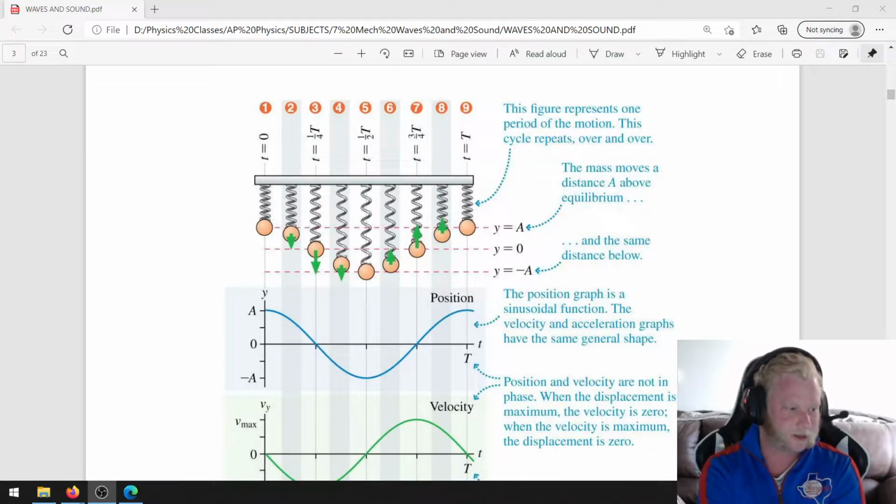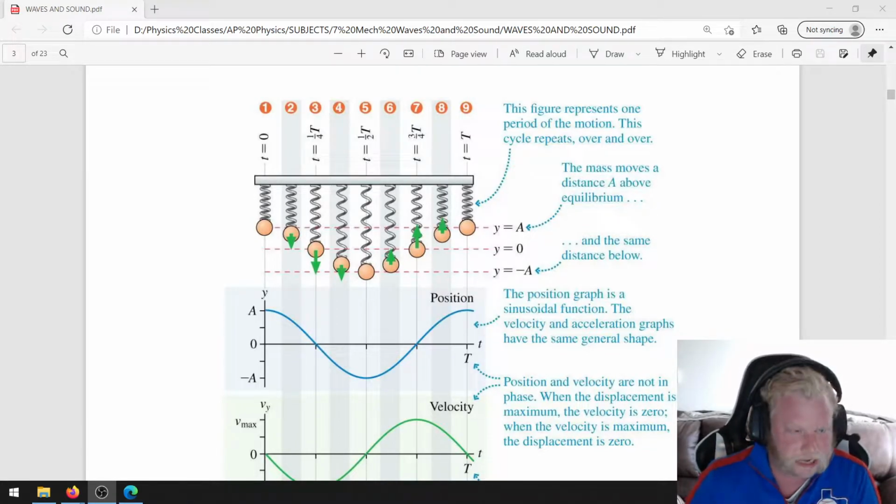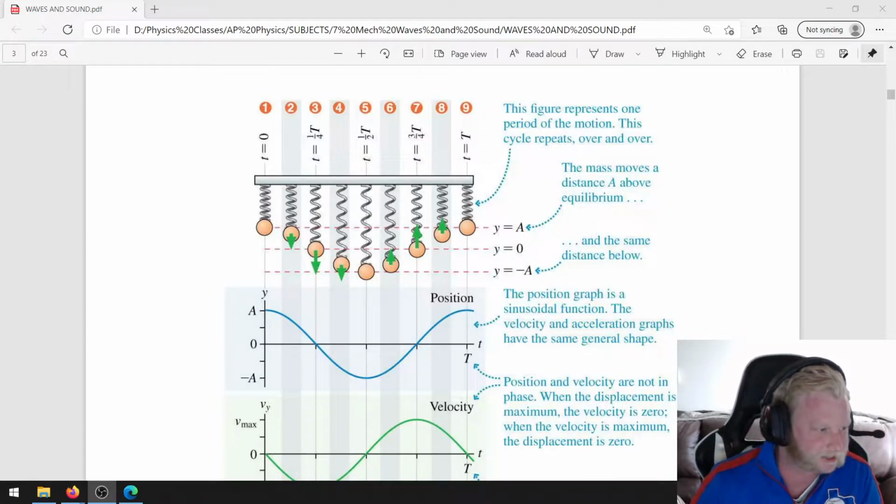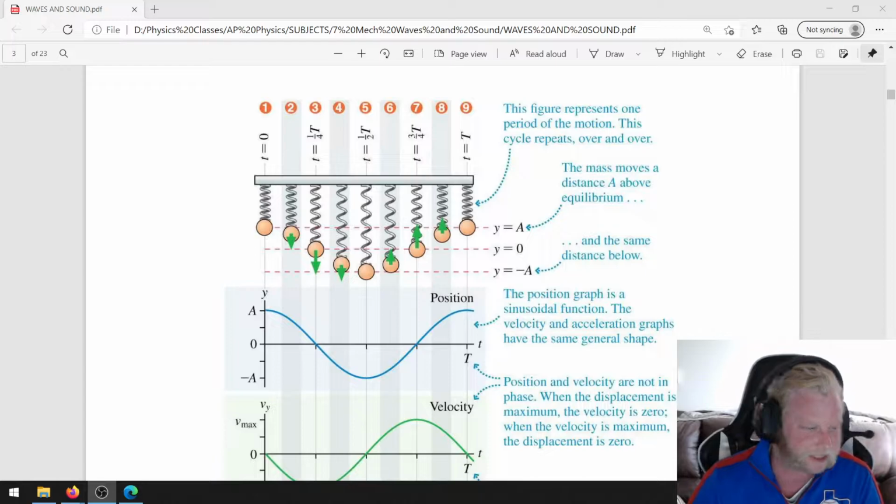All right, let's talk about graphing when it comes to simple harmonic motion. So, looking at position time graphs, velocity time graphs, acceleration time graphs, and even the energy graphs. Now, let's say, for instance, we've got this top view of a mass that's bobbing on a spring, right?